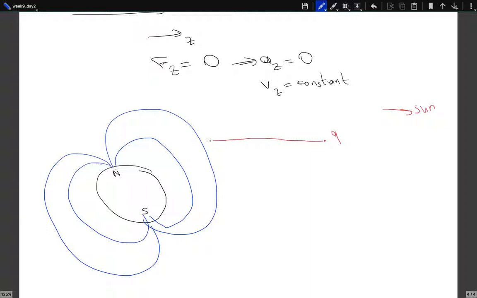So this object will enter the magnetic field of Earth. And once the magnetic field becomes strong enough, it will start circling around the magnetic field lines. But the velocity of the object in the direction of the magnetic field line will be constant. It will not change. In this particular example, this is the velocity of the object.